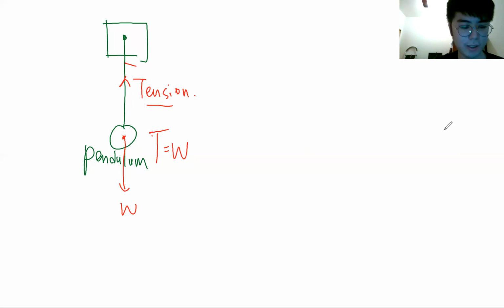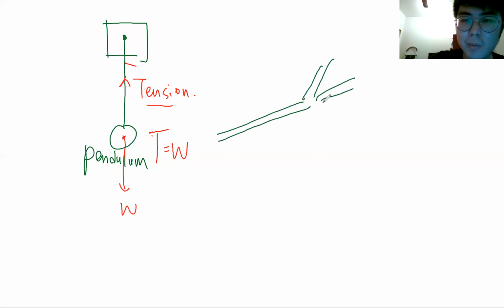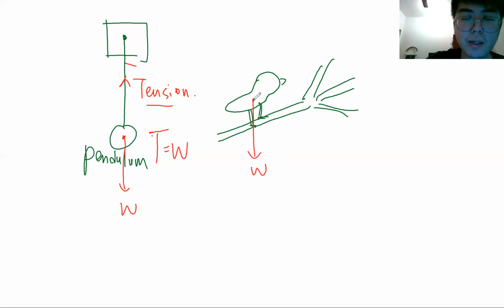Okay, so the first scenario, this one, balanced force. The second one can be, let's take a simple one: a bird perching on a tree. So what is the force? Weight. So there's a surface here, the tree branch. So there's a normal reaction acting up.